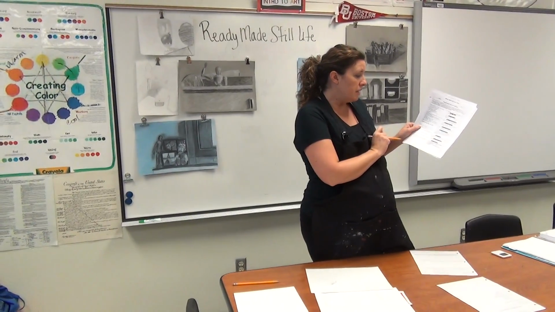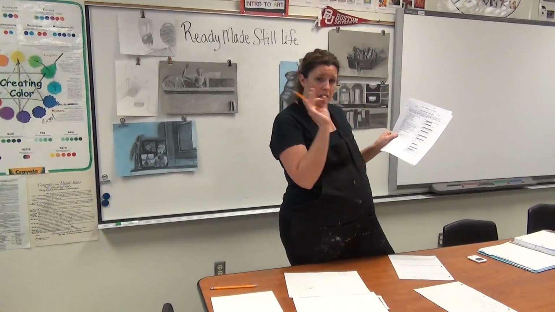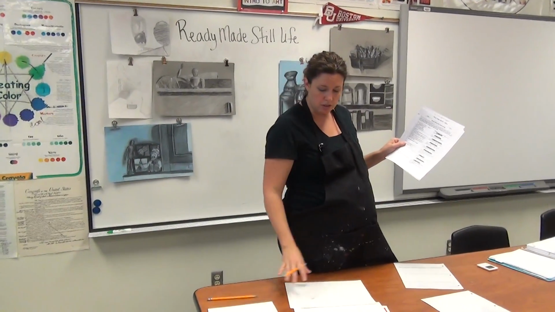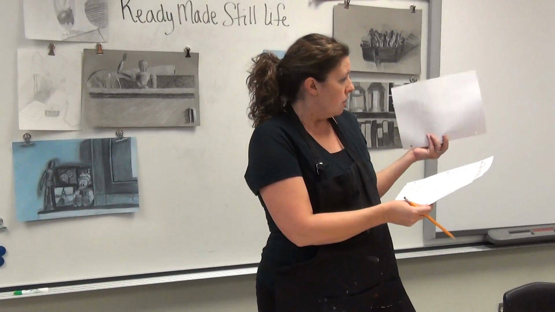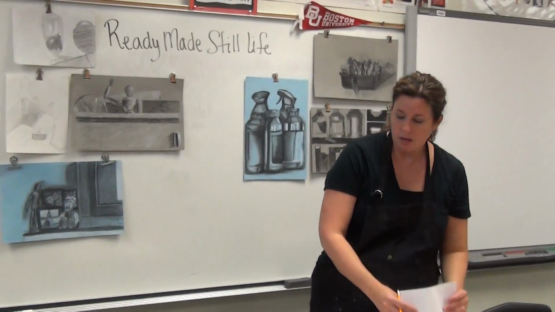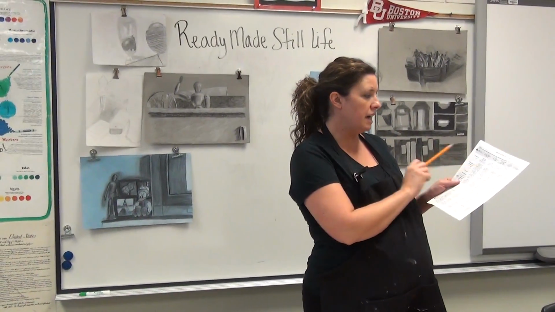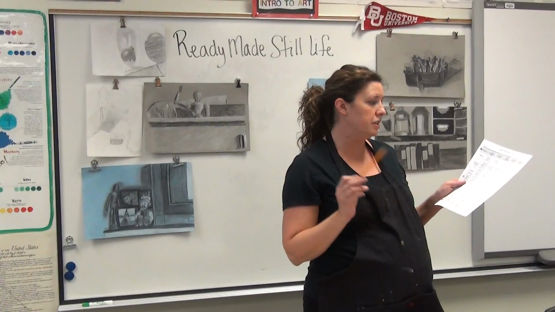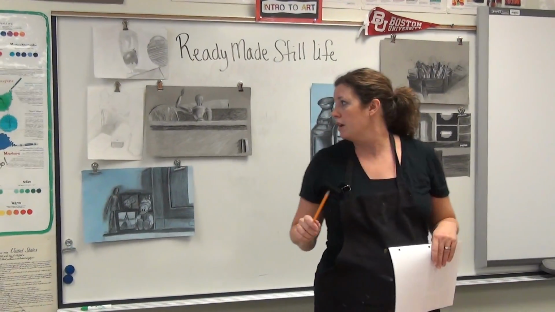Step 7, eliminate all remaining outlines. Step 8, make sure the craftsmanship is neat and complete. Erase all smudge marks, and then you will grade yourself according to the grading rubric. So let's look at the grading rubric. All right. For 9 to 10 points for composition, you need a strong, thoughtful composition that fills up most, if not all, of the drawing paper.